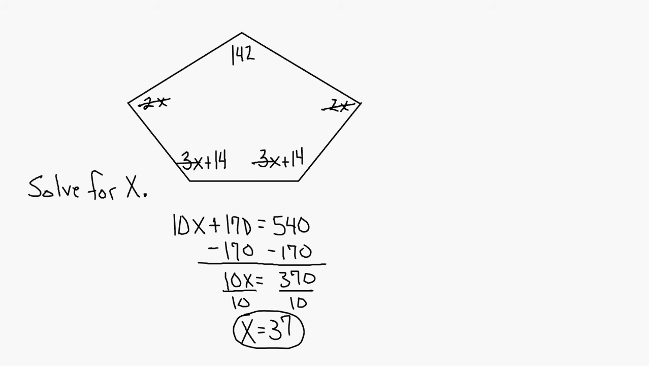You may be asked to find X. You may be asked to find an angle measure. You know, maybe this is angle L. You may be asked to find the measure of angle L. So you solve for X first, substitute it in here, and do the math. So if you did 3 times 37 plus 14, 125. So angle L equals 125.